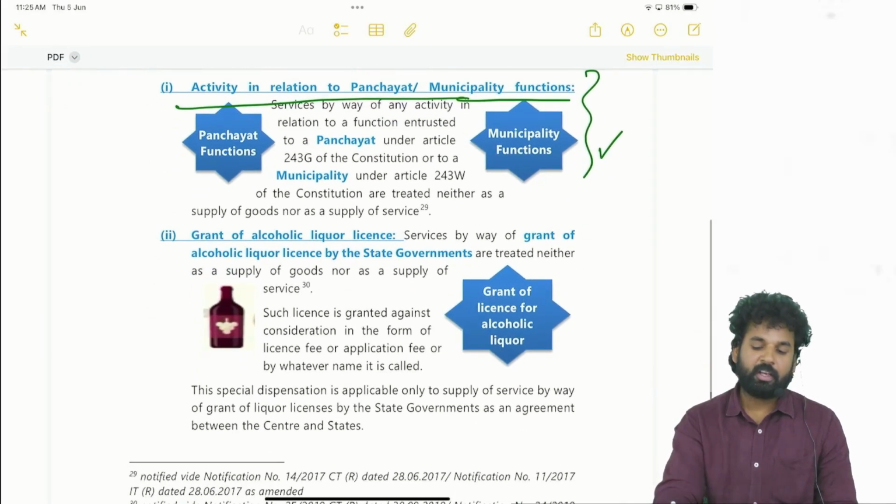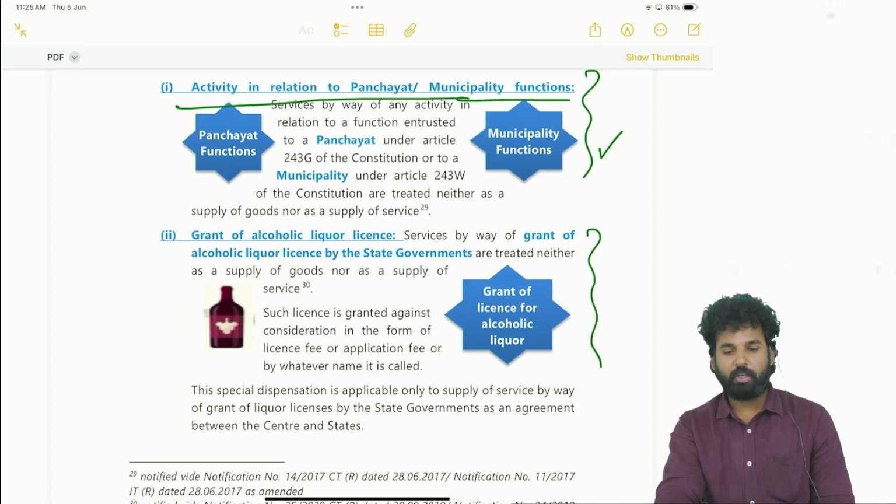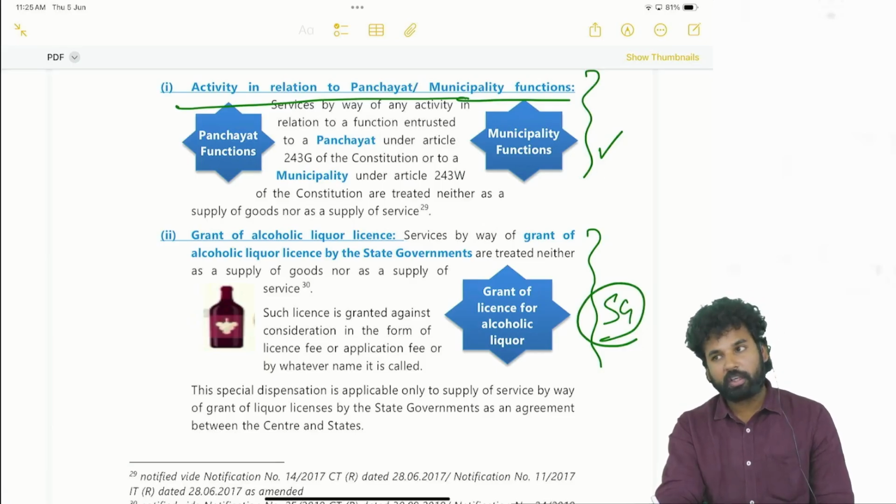Next, granting of liquor license. By taking some amount of consideration, a liquor license will be given to operate a bar, a beer shop, a wine shop. The liquor license will be given by the state government upon payment of license fees. On that license fee, will GST be attracted? GST will not be attracted, because it is not a supply. It is outside the scope.